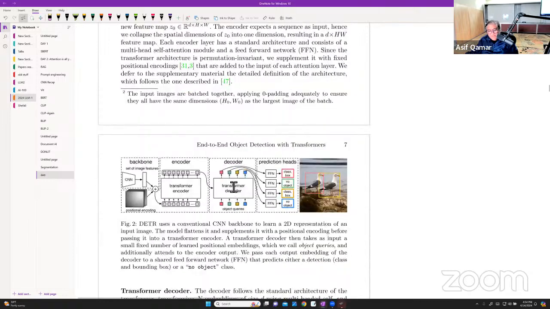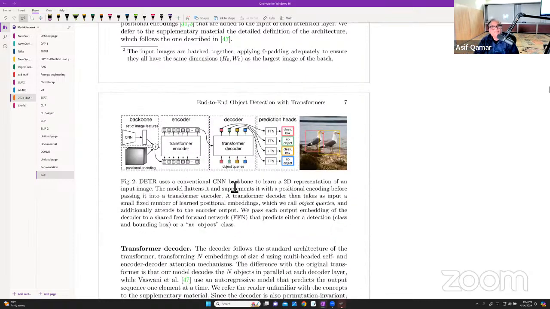DETR architecture. So now let's come to the architecture. How does it do it? First thing, guys, a CNN will extract the features. So you see the features getting extracted. Now, given the feature map, you also need to give the position encoding of where the objects are, somehow. You give the position encoding, feed it to a transformer.